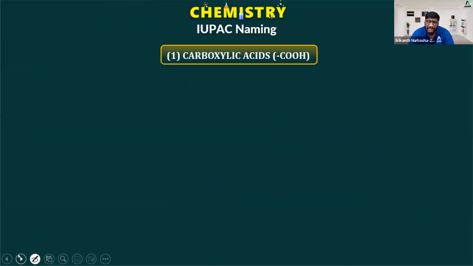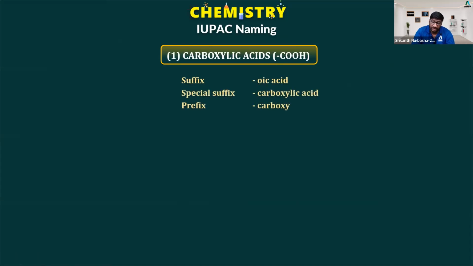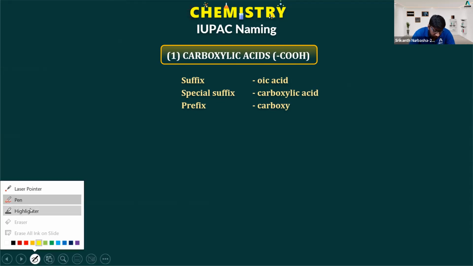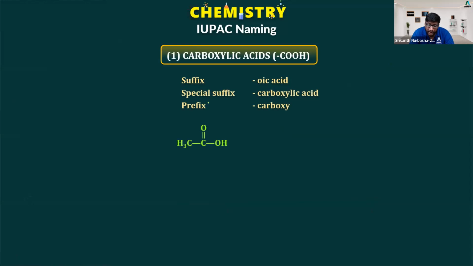Right. So let us now look at the different functional groups, starting from carboxylic acids and all the others. We have given the special suffixes and prefixes of all the functional groups earlier in the table also. But again, we look at some basic example of each functional group and then go on with the final examples. Suffix is oic acid, special suffix is carboxylic acid, prefix is carboxy.